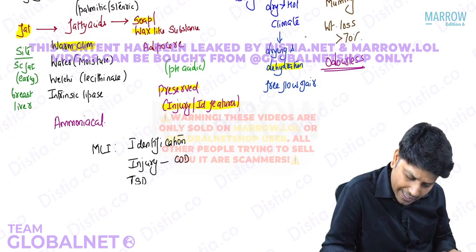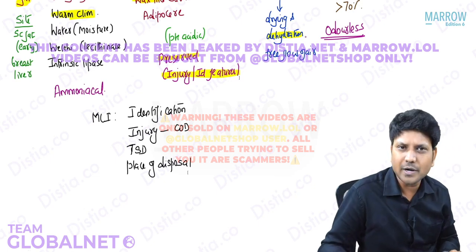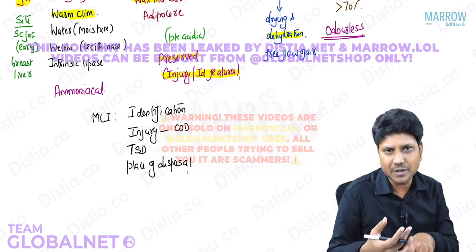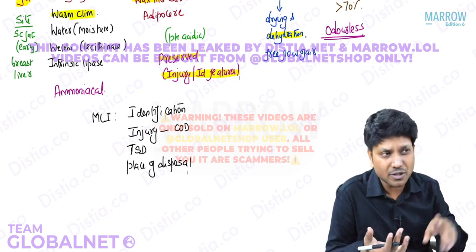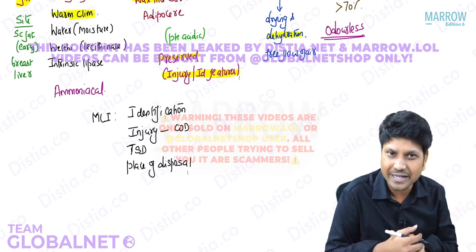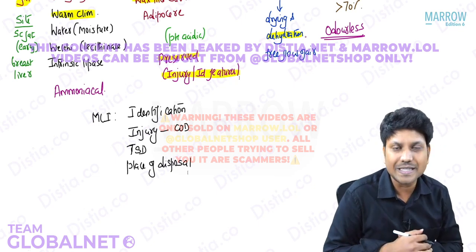Now going forward, I told you what is the medico-legal importance of mummification. Again, you can identify the person, but not just like adipocere. You can find out the place of disposal, because a dry and hot climate place is needed. You can also comment on the time since death.